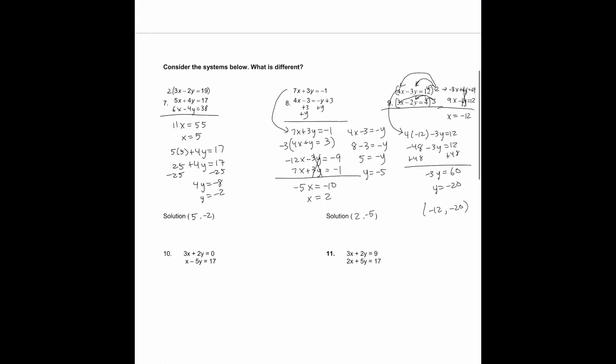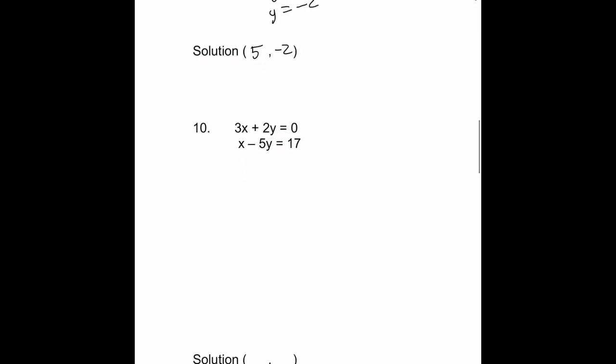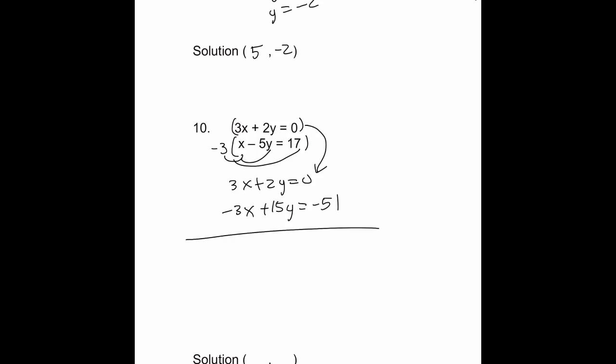Okay. Let's do two more examples. Again, you're going to have to multiply things either on the top or the bottom so that it matches, okay? So the easiest way to do it on this one is I would rather multiply by negative 3 here so that the x's can cancel out. So if I distribute it to all three, 3x plus 2y is equal to 0, which I just copied down. I got negative 3x plus 15y is equal to negative 51. Okay, the x's eliminate. I got 17y is equal to negative 51, which makes y equal to negative 3.